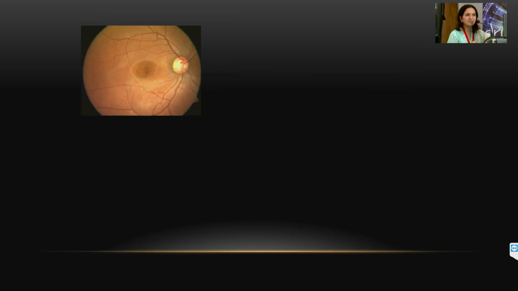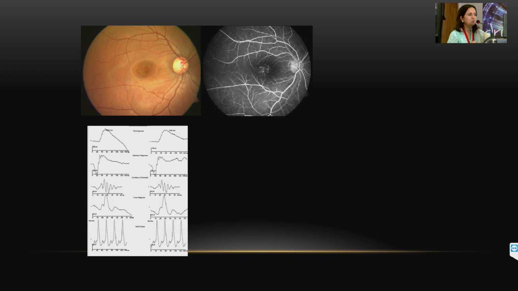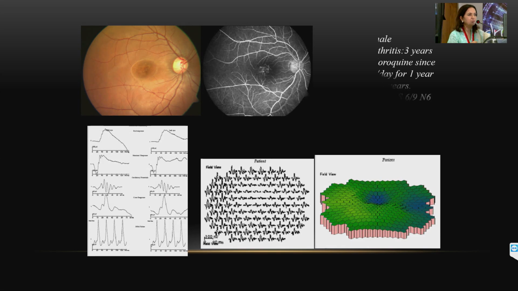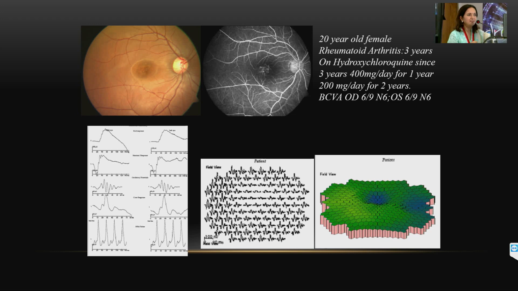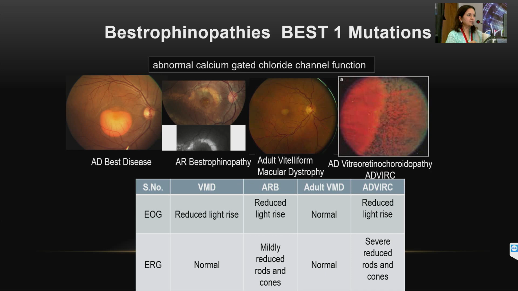Similar, doesn't tell you the story, a near normal looking fundus, but you do a multimodal imaging along with electrophysiology and go back to your history, and the patient is having hydroxychloroquine toxicity. So no single test gives you all the answers, but if you combine it very usefully with your knowledge of electrophysiology, you can answer a lot of these mysteries.